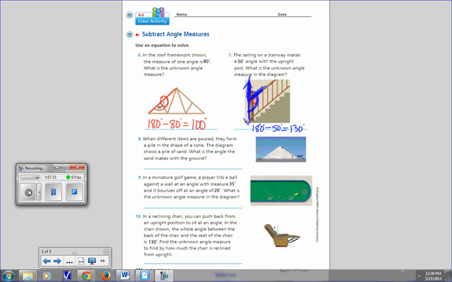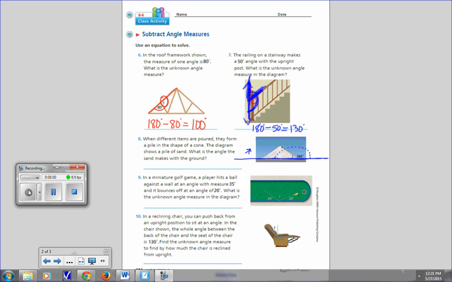When different items are poured, they form a pile in the shape of a cone. The diagram, this one right here, shows a pile of sand. What is the angle the sand makes on the ground? Well, the ground is your straight angle, right? This is your straight angle. That's 180 degrees. It's going to be 180 degrees from here all the way to here.